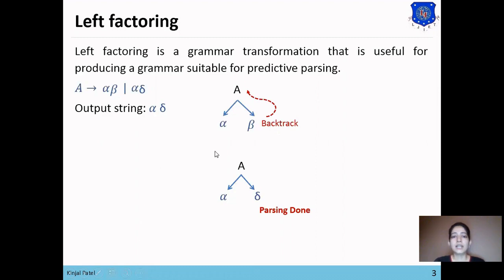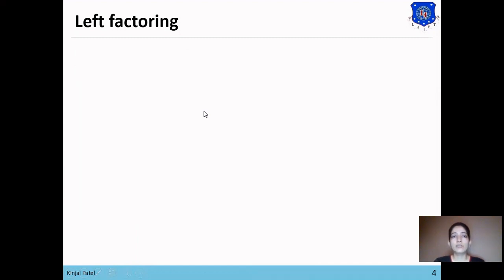So you can see that because of this common prefix, the parser cannot select the proper alternative and it needs to backtrack and parse the same string again. So to reduce the time complexity, we perform left factoring in a grammar. So the rule to perform left factoring is: A produces alpha beta or alpha delta.